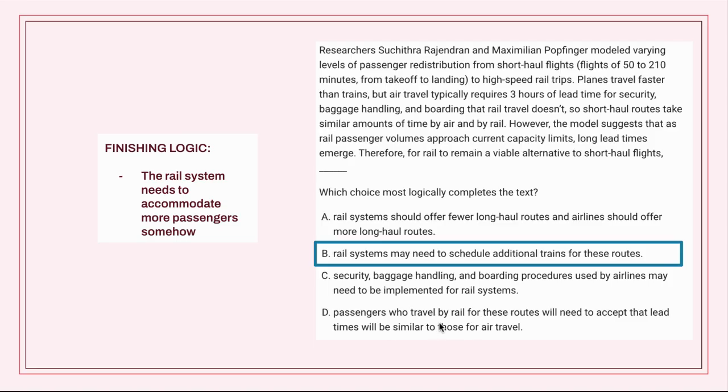Also, I think the problem here is that the lead time is going to end up being a little longer for trains than for air travel. Because if they're already the same, and once you're approaching current capacity limits, the long lead times come out, it's probably going to be slower overall than a plane trip. So asking passengers to just suck it up is probably not going to be the best choice to remain a good alternative. That's why B, adding more trains so that you have more capacity for the same route, is probably going to solve the railway's problems.